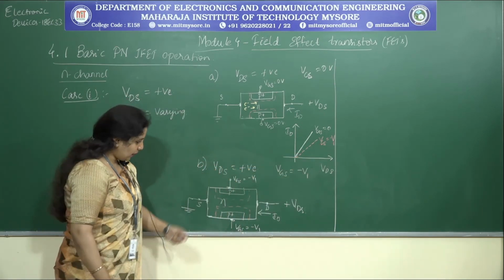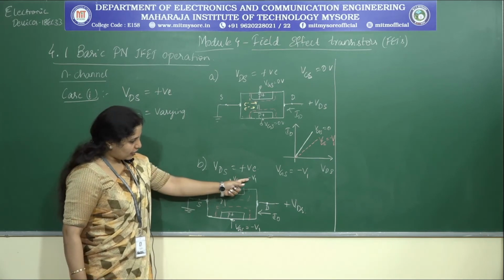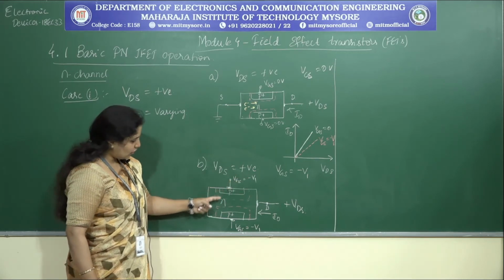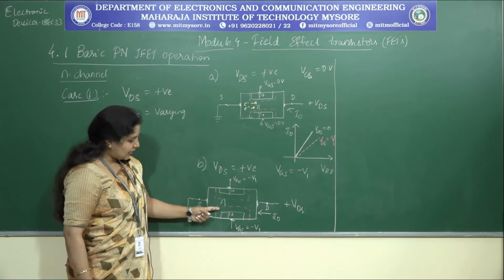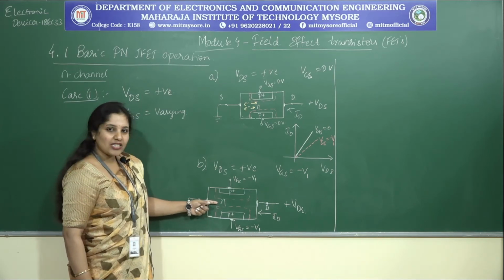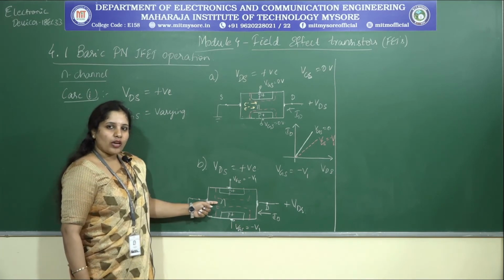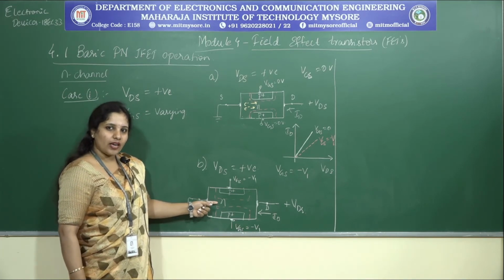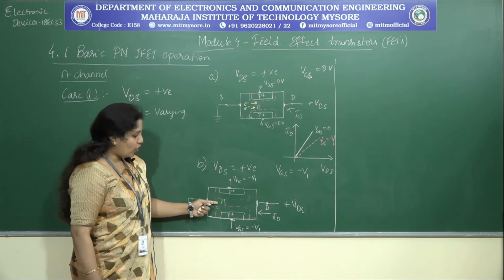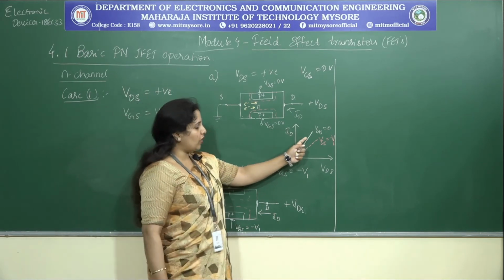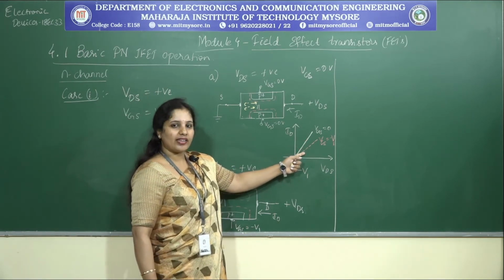Got the point? Let me repeat again. As I am providing a negative voltage to the P plus region, the depletion region is getting widened. As they tend to widen, what happens to the N channel region that is available? They tend to get reduced, because of which what happens to the conductance? It gets varied, the resistance increases, because of which the slope that I can find tends to reduce.